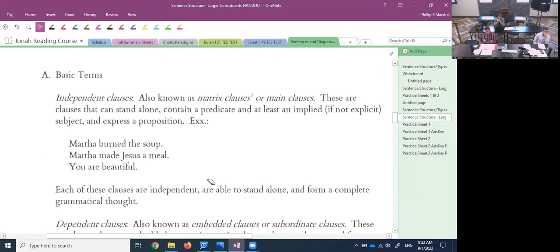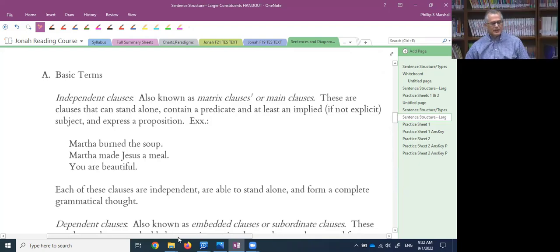Okay, so again, we need some basic terms here. Probably the term that you are most familiar with is independent clause, but other language folk will also label these as matrix clauses or main clauses.